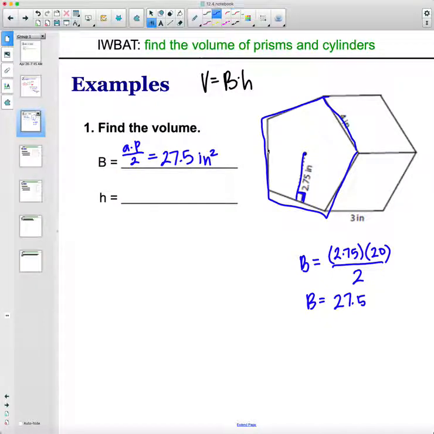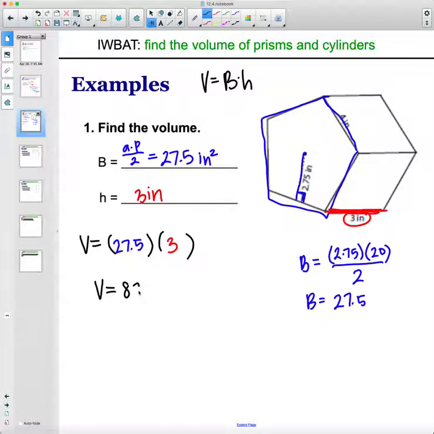And then the height connects the two pentagons. So from front to back in this case. Between those two bases, they're 3 inches apart. That's the height. So then for volume, we would do area of the base times the height. So 27.5 times 3. For volume, we would end up with 82.5, and then volume is in units cubed. So in this case, we'd have 82.5 inches cubed as our total volume.